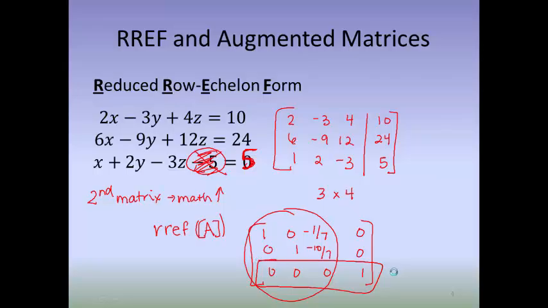And what I can see from the bottom row is that this right here is inconsistent, that there are no solutions, and that's because there's a 1 in this position. Okay, so this is no solutions.